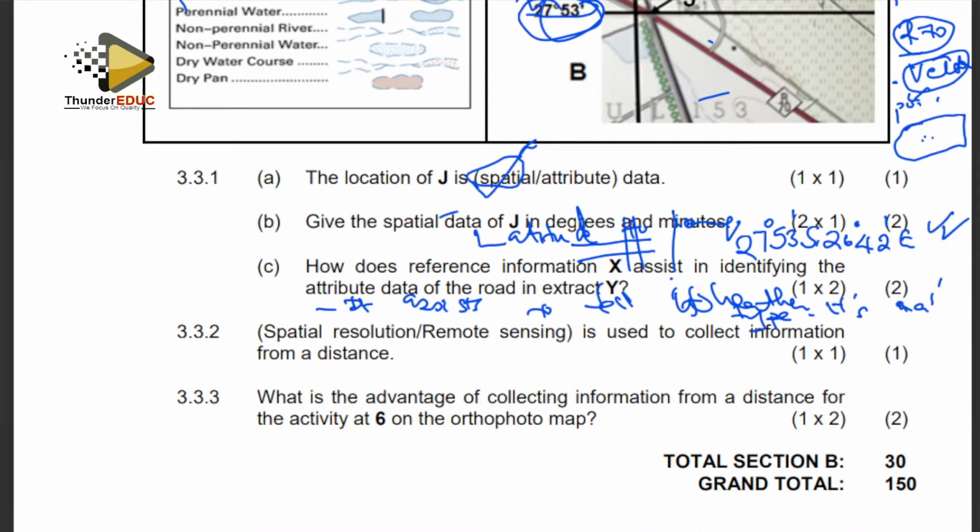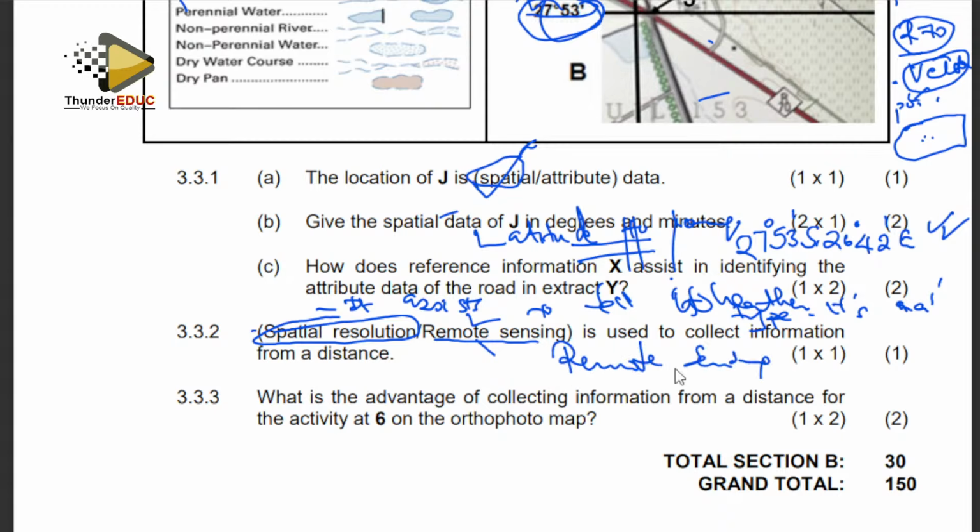Spatial resolution or remote sensing is used to collect information from a distance. I think, learners, you must be knowing these definitions by now. Spatial resolution, we are looking at the electromagnetic spectrum. Then we look at the remote sensing. Remote sensing is the only answer that is right. What is remote sensing? Remote sensing is the acquisition of geographical data about the Earth's surface without being in contact with it or from a distance. So the answer here is remote sensing.